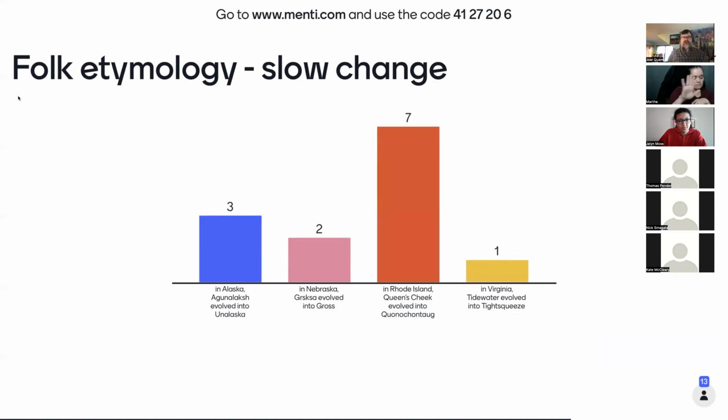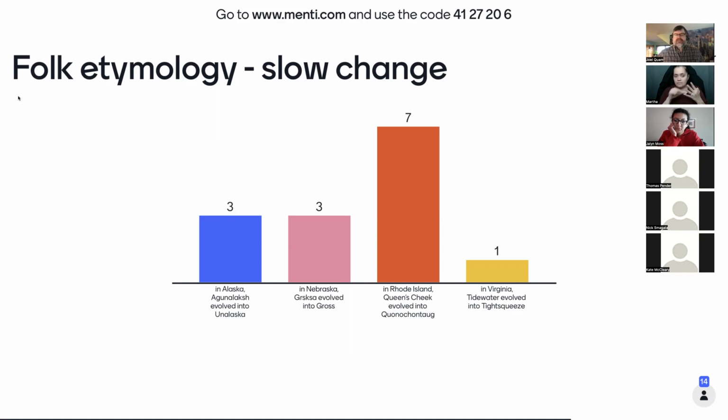You say, all right, well, we're across the board here. So yeah, this one is one of the ones that's less clear. So not surprising, you would have picked some different ones. It certainly seems possible that Gorska evolved into Gross, but no, Gross, Nebraska was named for a man named Ben Gross, one of the founders. Tidewater, no, the place is actually called Tight Squeeze because it is a narrow roadway that passes through there.